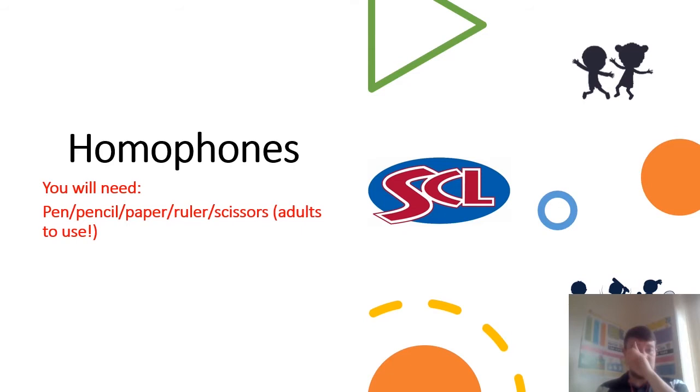Before we start this session, you'll see on the screen there are certain things you're going to need for today's lesson. You will need a pen, a pencil or a felt tip or anything you can use to write with. You will need paper, a ruler or anything with a straight edge, and some scissors. Now, only the adults are allowed to use the scissors. So pause this video now, go and get everything we need for today's session, and then we will get cracking.